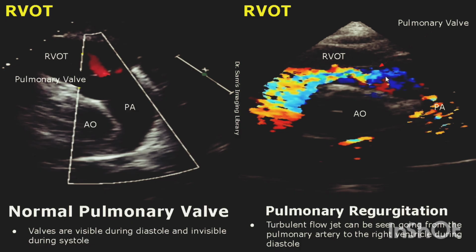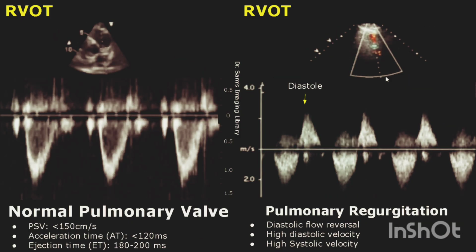This is a normal spectral Doppler waveform of pulmonary valve. The PSV is usually less than 150 centimeters per second. The acceleration time is less than 120 milliseconds, and the ejection time is between 180 to 200 milliseconds.